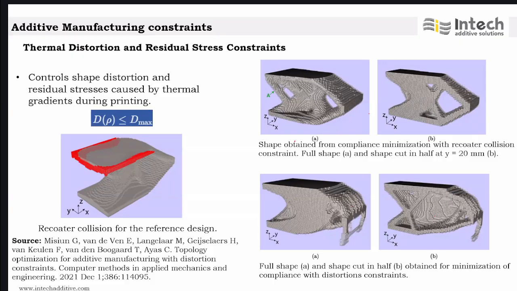So we need to basically consider this while doing the design part. Now here you can see the part which is optimized conventionally and the part which is optimized with the distortion constraint. In the conventional design, there are some potential areas where recoater collision can happen. So we are taking that into consideration and designing it in a way that we don't encounter recoater collision, and also it's within the prescribed displacement.